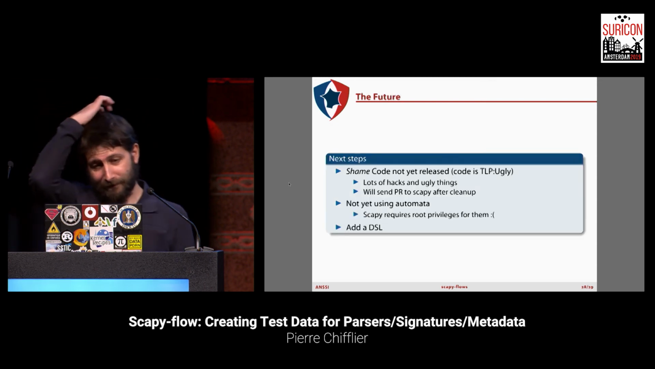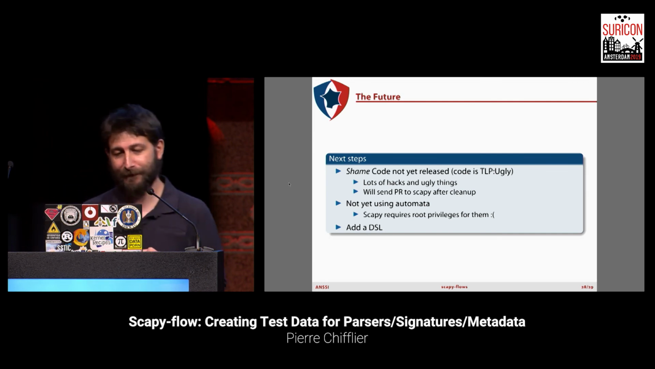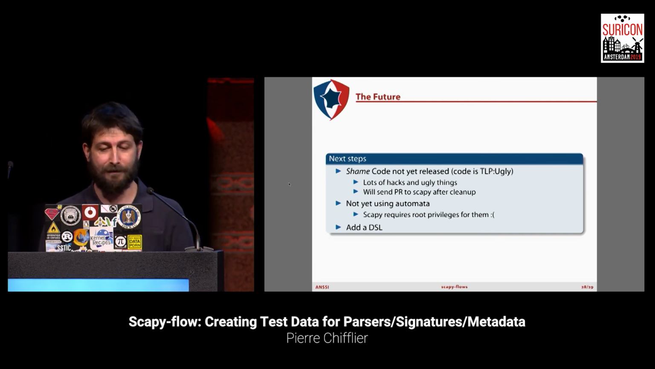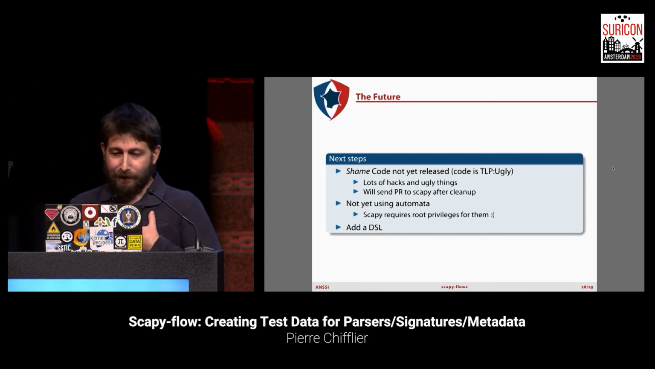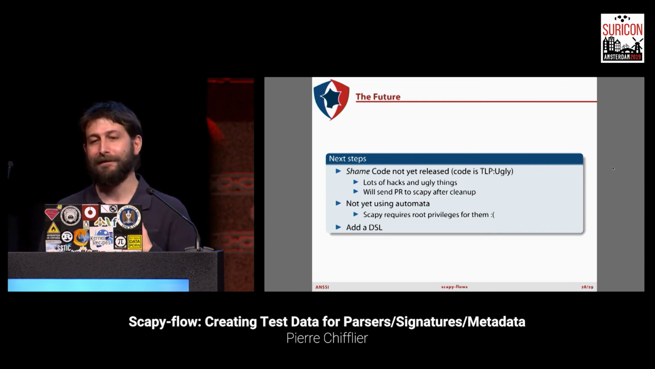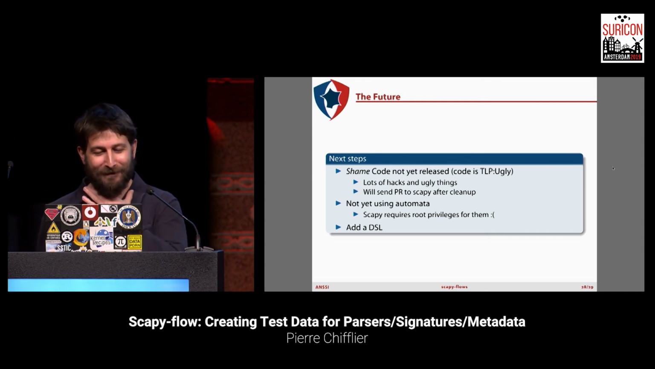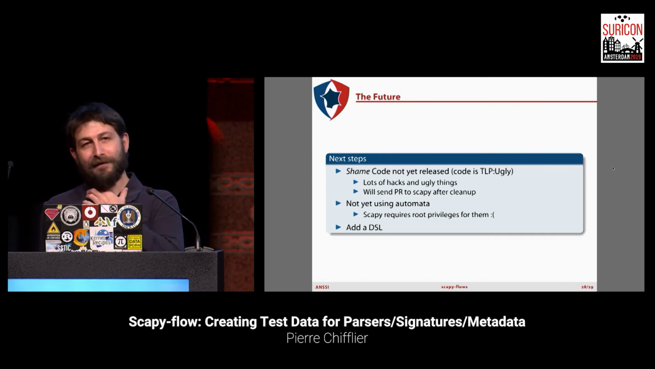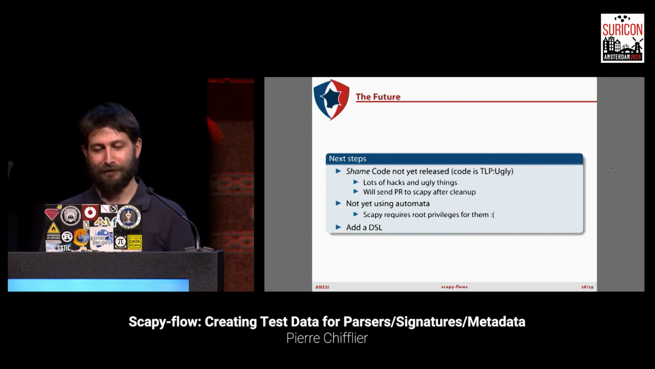And what's remaining to do? Well, release the code, because I'm very sorry for that. I intended originally to release it during SuriCon, but the code is classified, so I invented the TLP ugly classification. Right now, I enjoyed a lot writing Python, as you can imagine. It's not Rust. I'm ranting a lot against the interpreter. So actually, the code is not that great, but it works.